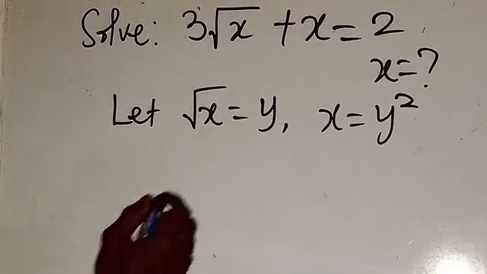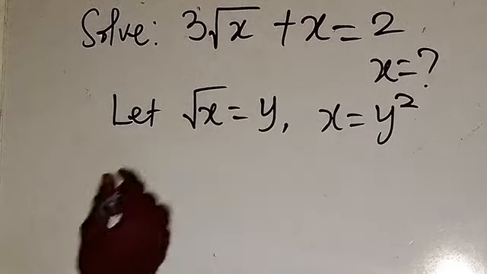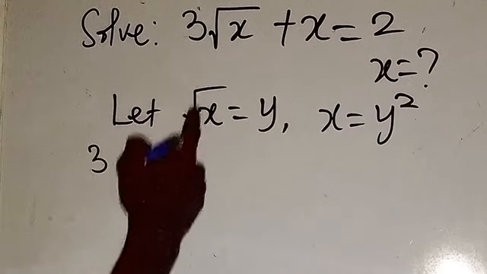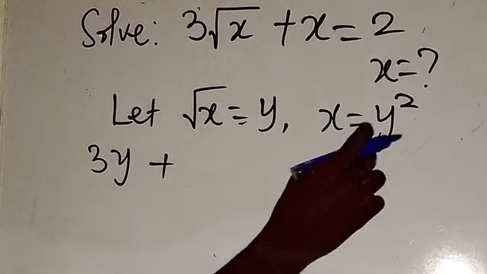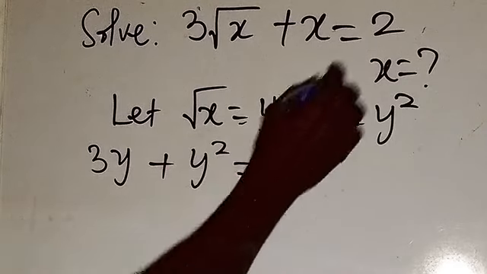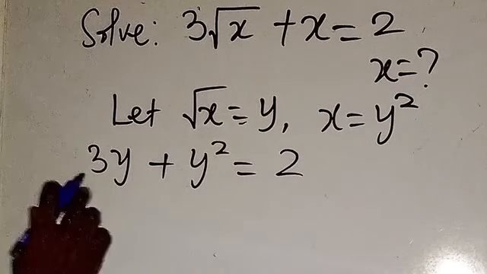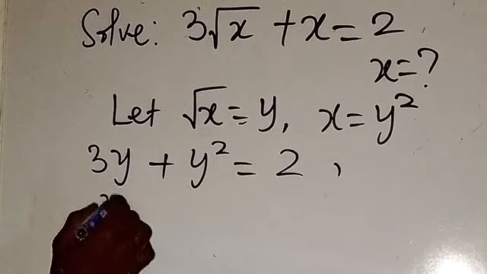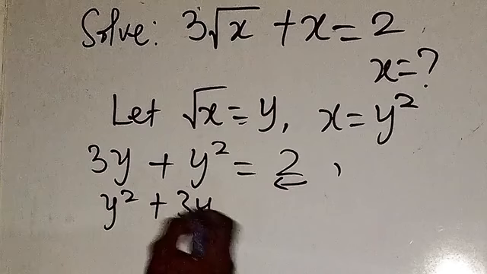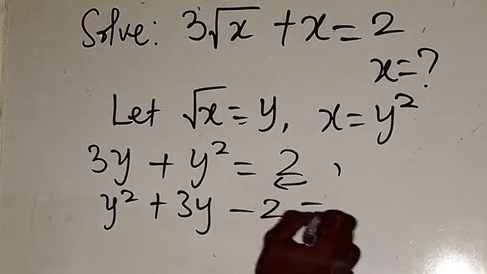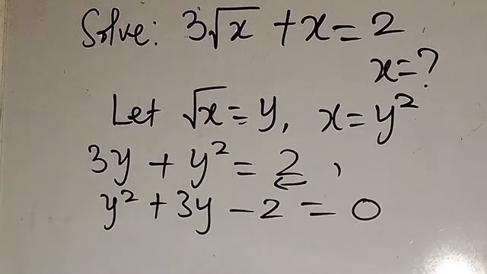Okay, now let's move on. We are going to do replacements. So we have 3, this root x has been said to be y, so we have y, plus x has been said to be y squared, we have y squared. Then equals what? Equals 2. So now we can rewrite this equation like y squared plus 3y, then we transpose this 2 to the left hand side, we have minus 2 equals 0. So now this is a quadratic equation.